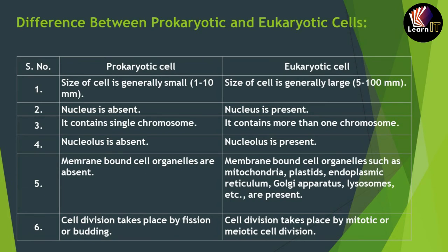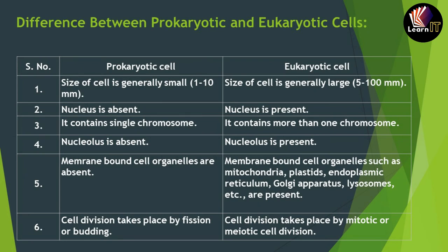In prokaryotic cells, the nucleolus is absent, and in eukaryotes, the nucleolus is present. In prokaryotes, all membrane-bound cell organelles are absent. There are no membrane-bound cell organelles. And in eukaryotic cells, all the membrane-bound cell organelles such as mitochondria, plastids, endoplasmic reticulum, Golgi apparatus, lysosomes, etc. are present. The last point in this difference is the sixth point, which is that cell division takes place by fission or budding, which means just dividing into two parts. And in eukaryotic cells, cell division takes place by mitosis, which means one cell is divided into two equal halves and equal genetic material is divided.